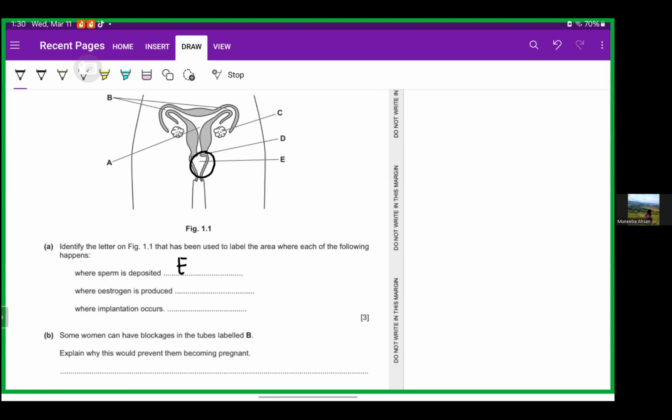Okay. Then they ask where estrogen is produced. It is produced in the ovaries, right? So the correct answer would be C. This is your ovaries. Okay, next is where the implantation occurs. Implantation occurs in the body of the fundus, hence the correct option would be A.